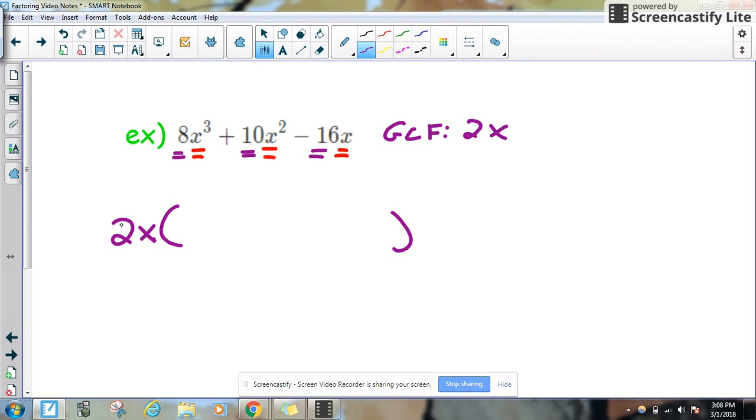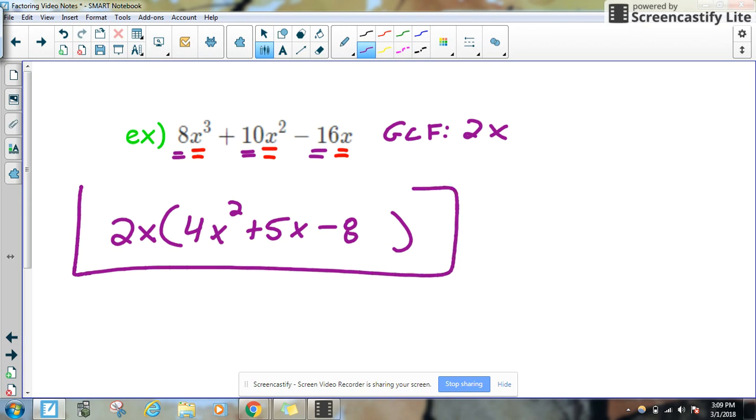So 8 divided by 2 is 4. In x cubed, I had x cubed, and now I'm going to basically be dividing out one of them. I'm going to be removing one of them, and so I'm left with x to the second power. Plus, 10 divided by 2 is 5. I have x squared, I remove 1x, I'm left with 1x. Minus 16 divided by 2 is 8. I have 1x, I remove 1x, I don't have any x's left over.